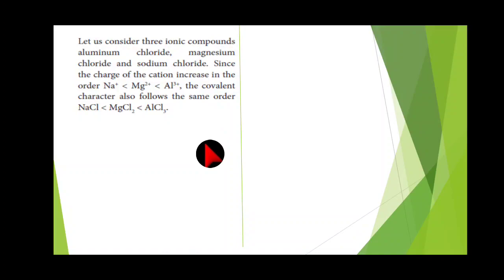So here Na+ is less than Mg2+, and Mg2+ is less than Al3+. The covalent character also follows the same order because the charge of the cation increases, right? So aluminum 3+ has greater covalent character than magnesium 2+. Magnesium 2+ is greater than sodium +.